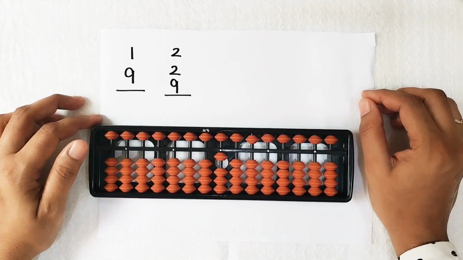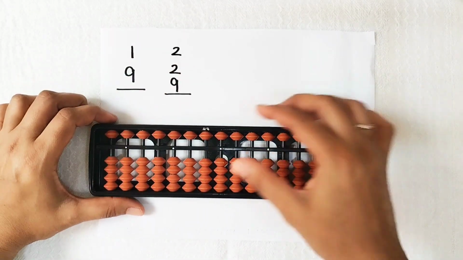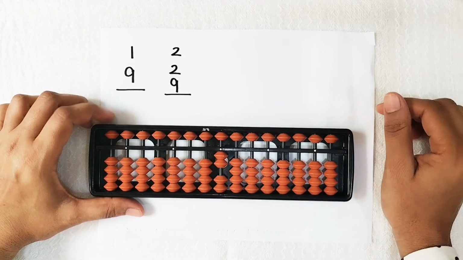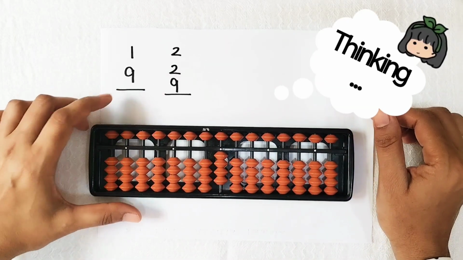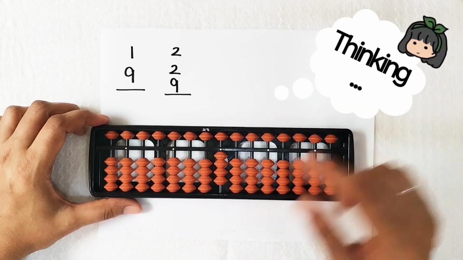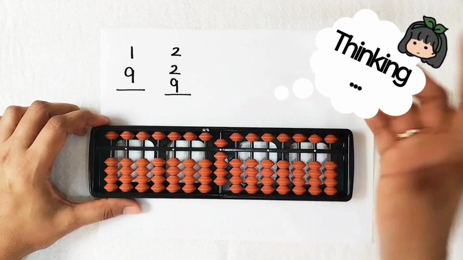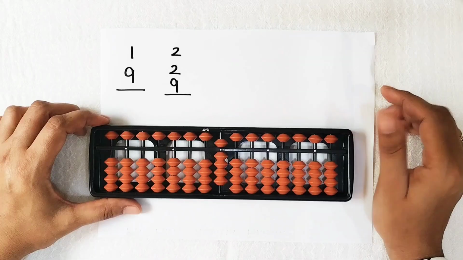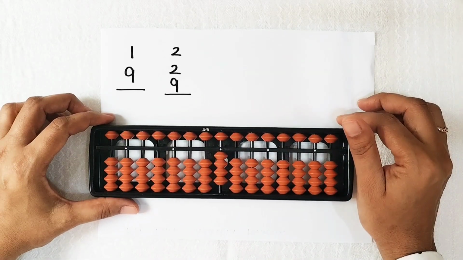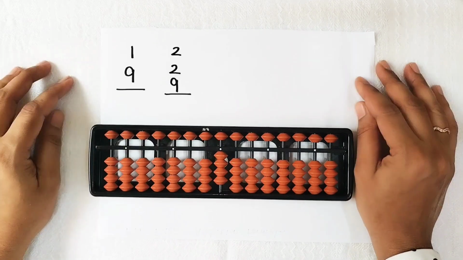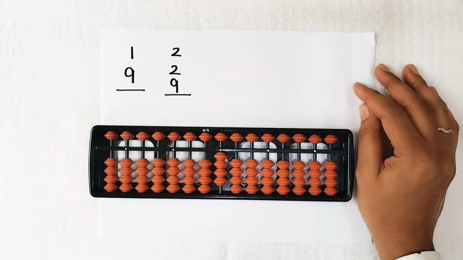Okay, let's try with the second question. 2 plus 2 and add 9. Now again, how will I add 9? I can only add 5. I cannot add 9. So, direct 9 is not possible. So now here we have to use the big friend formula.